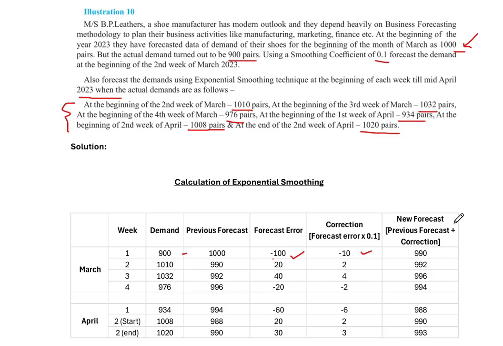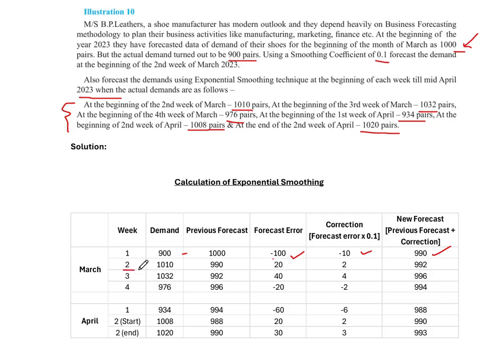Now we will calculate the new forecast. The formula for the new forecast is previous forecast plus correction. The previous forecast was 1000 and the correction is minus 10. We add 1000 plus minus 10, which is 990. 990 is the new forecast for the first week of March.